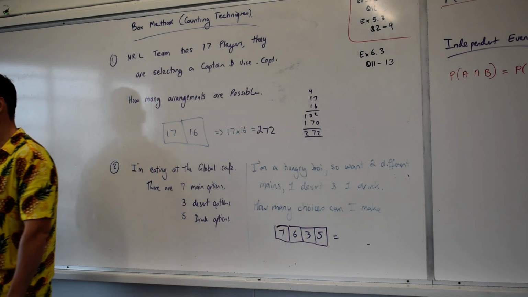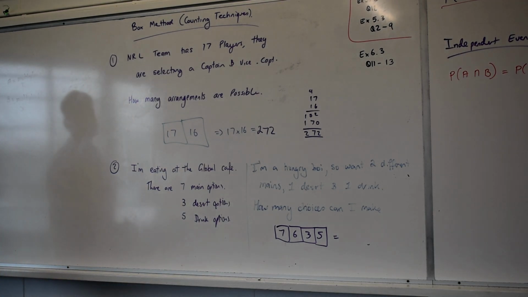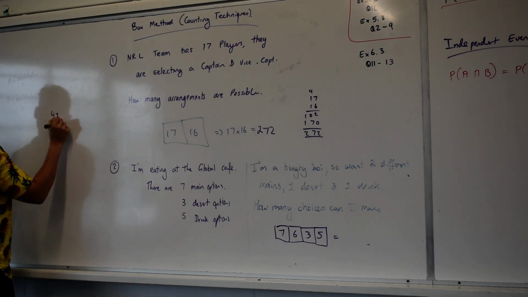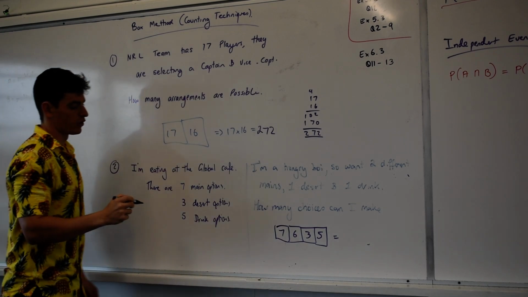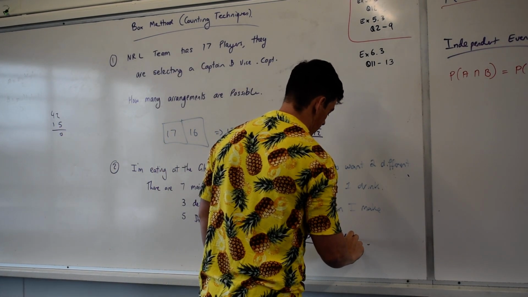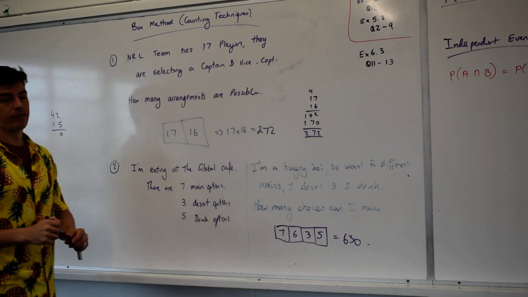42 by 15 for those playing at home. I can beat you. 630. Very good. 630. Wow, what an extensive menu at the Global Cafe.